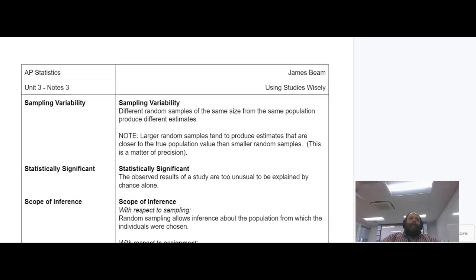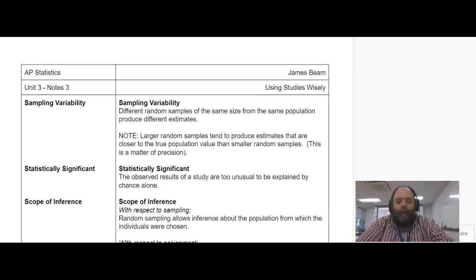All right, hi. This is the last set of notes for chapter 3, or unit 3. It's actually chapter 4 of your text. This is a really short set, and it's just catching a whole bunch of details about sampling that don't fit anywhere else.